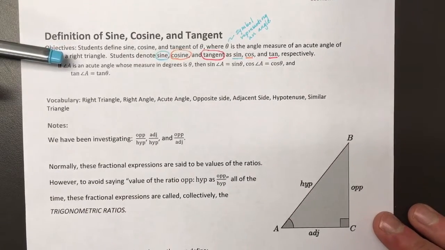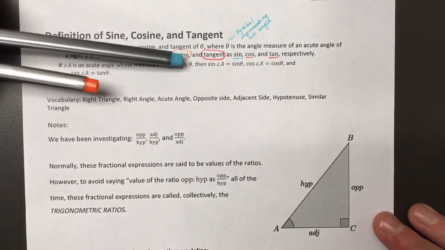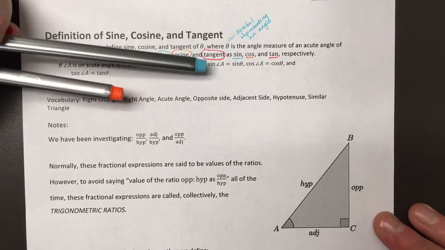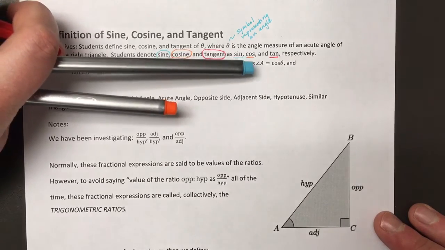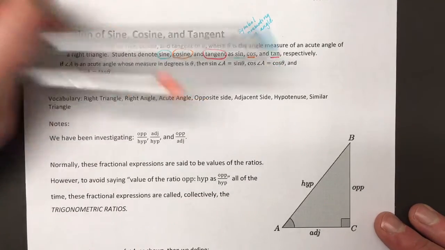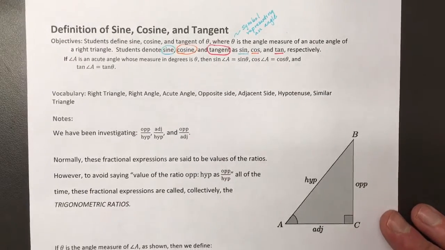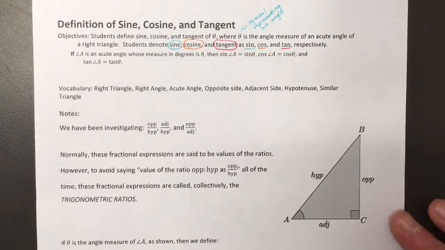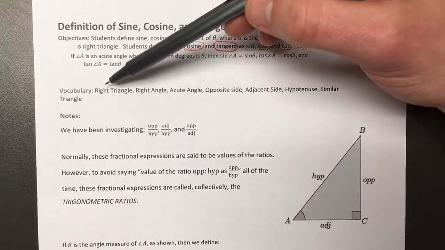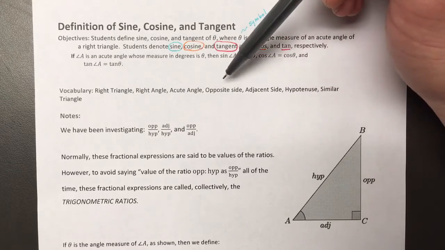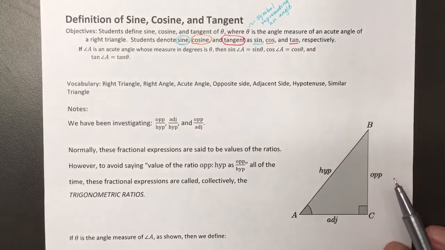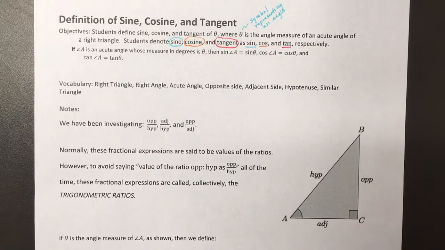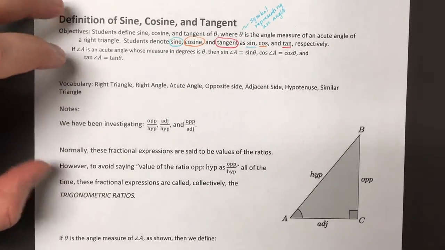If angle A is acute, whose measure in degrees is theta, then sine of angle A is the same thing as sine of theta. Cosine of angle A is the same thing as cosine theta, and tangent of A is equal to tangent of theta. Some of the vocabulary you may see is right triangle, right angle, acute angle, opposite side, adjacent side, hypotenuse, and similar triangles. So that's just our foundation for what we're going to learn today.